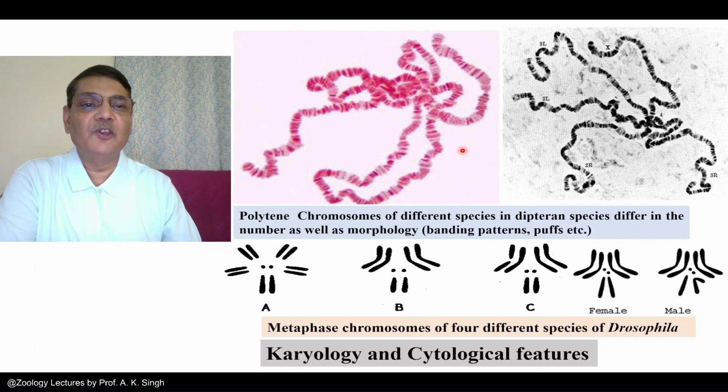You know that every species possesses a fixed number of chromosomes. And then when you prepare the metaphase chromosomes, you will find that variation does exist. You can see the type of metacentric or submetacentric or acrocentric, telocentric chromosomes. And if you arrange them properly in proper karyological form, you can see the variations between or among these species.